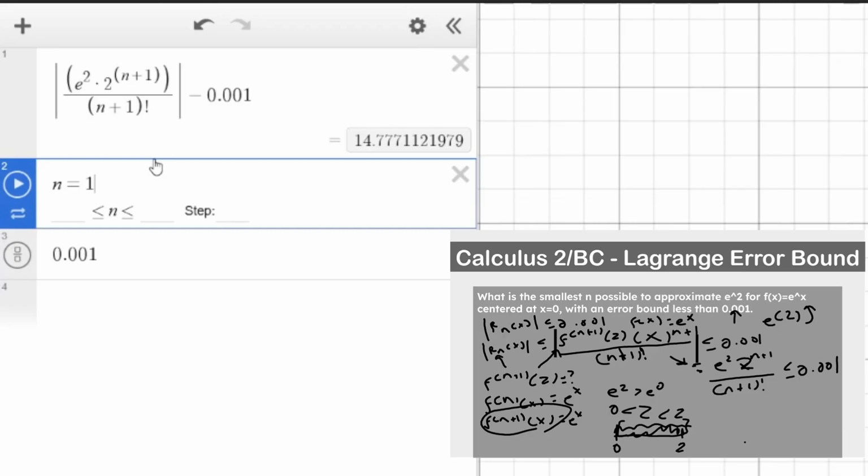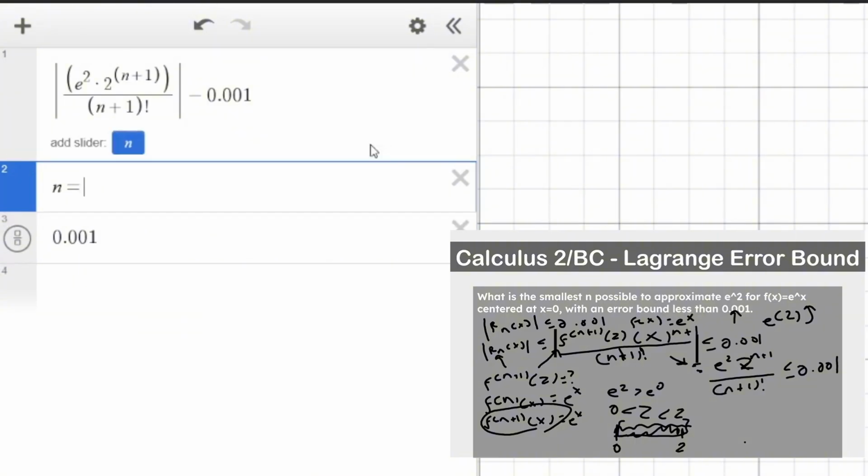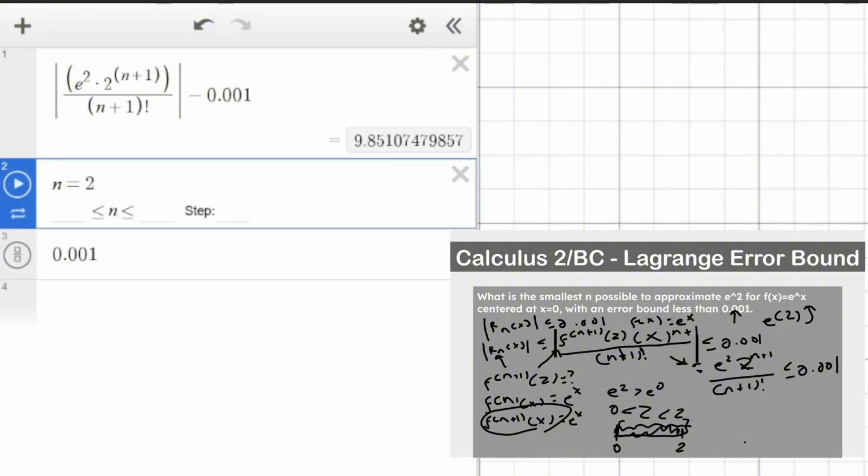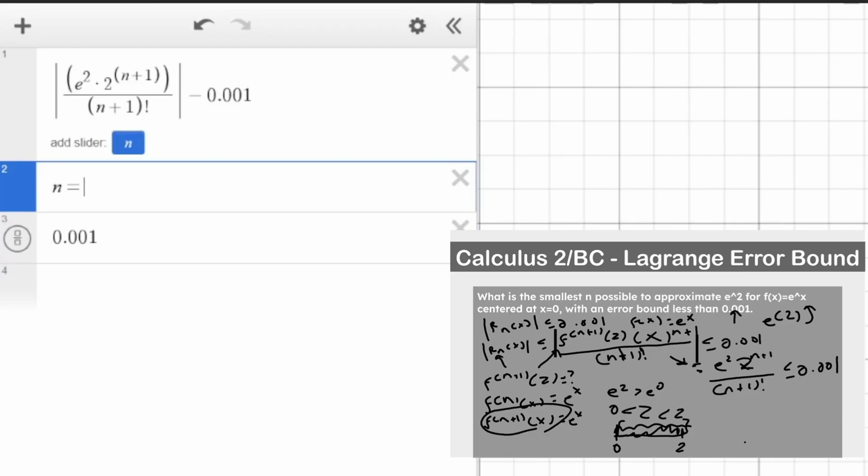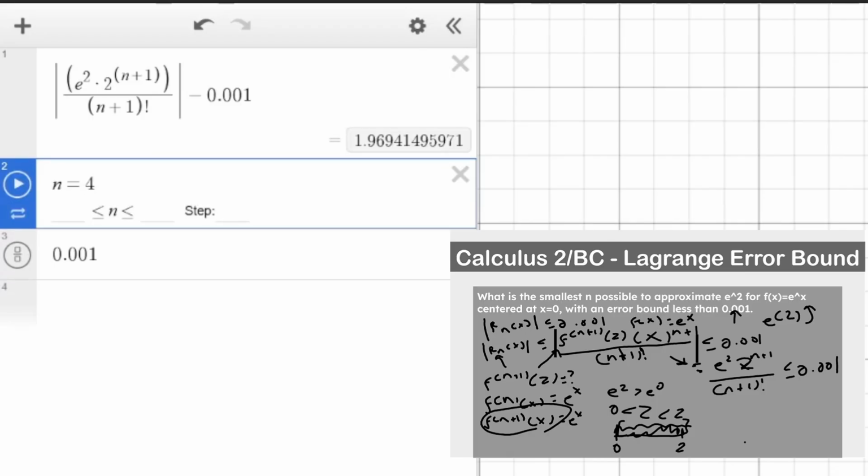So we see that n equals 1 does not satisfy it, as it is bigger than 0. n equals 2 does not satisfy it as well. n equals 3 as well. n equals 4 does the same.